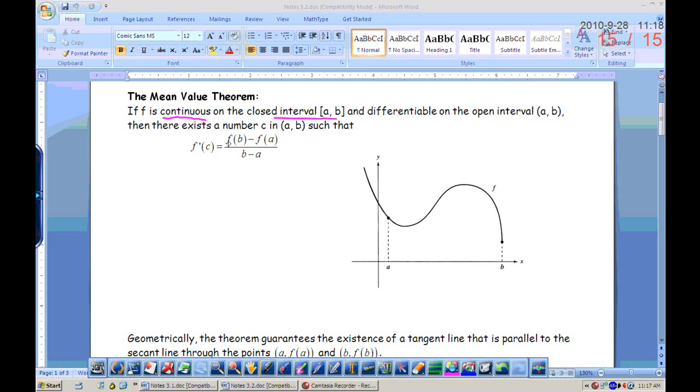Or break it down. F prime of c represents what? Okay, the slope at c. Good. So the slope at x equals c equals, what is f of b minus f of a over b minus a?